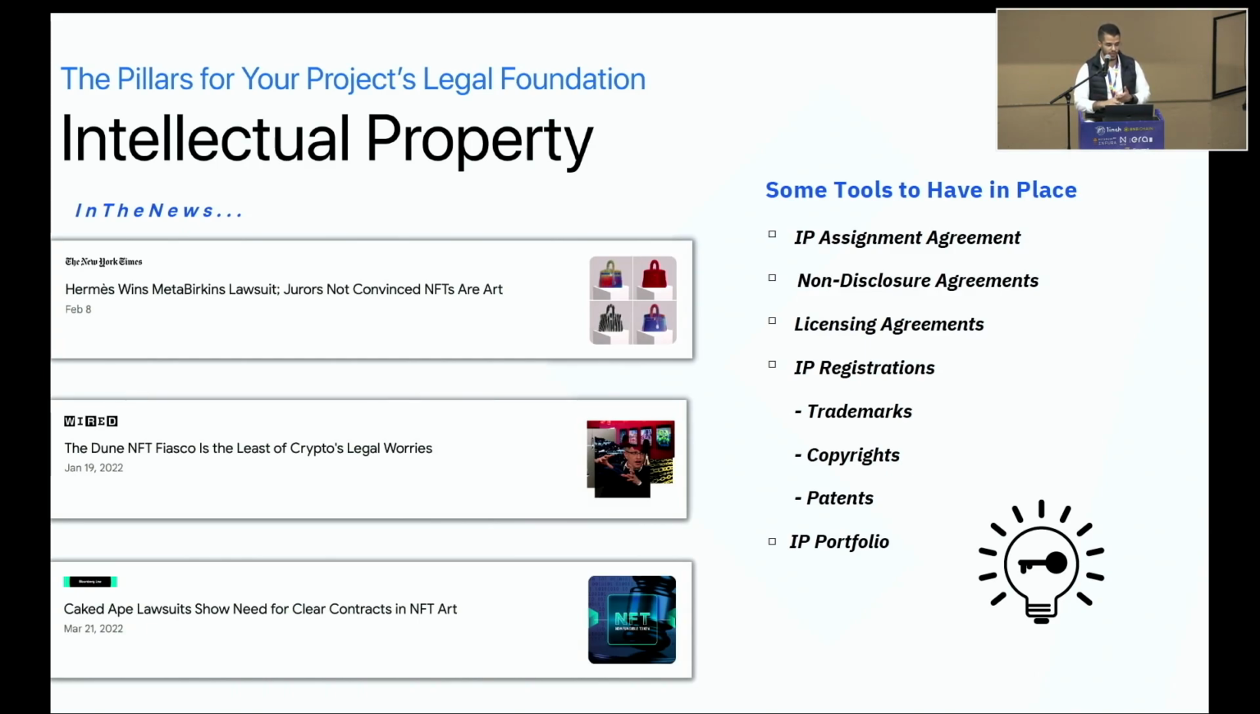And other than that, some of the tools that you can have in place are making sure that you are getting the IP from your employees and independent contractors, and making sure that you're registering your trademarks appropriately. That way, if you do have to go to court to defend it, you're ready to do so. So that's pillar number 2.